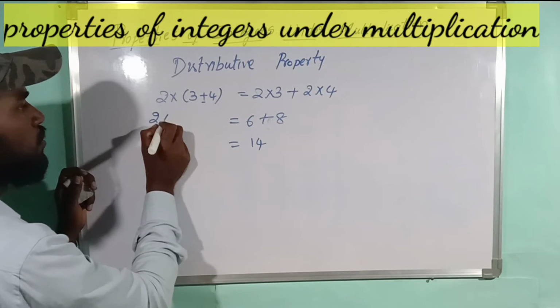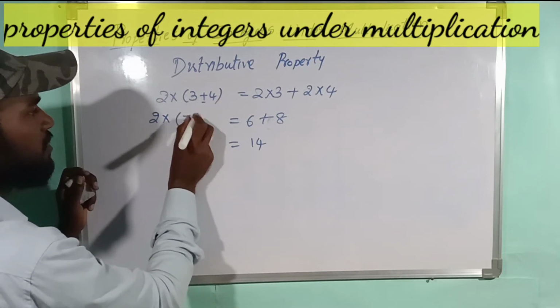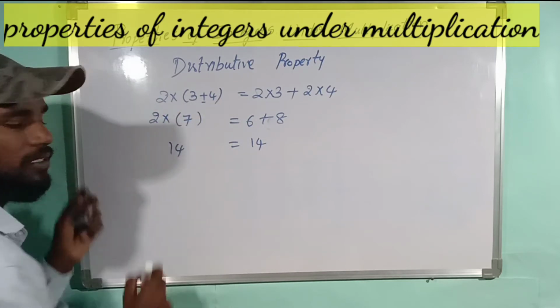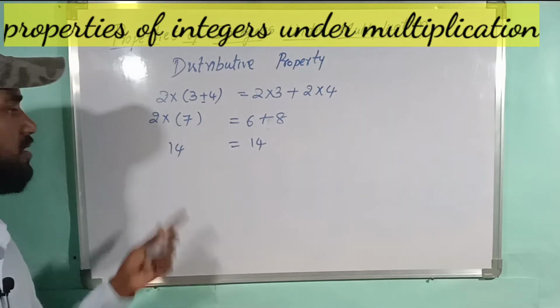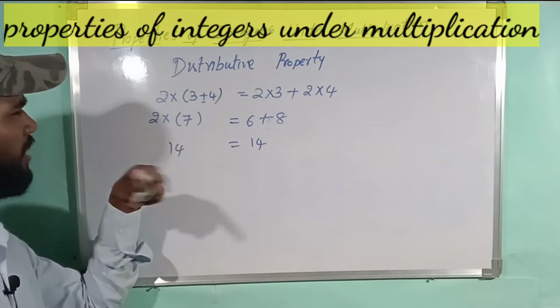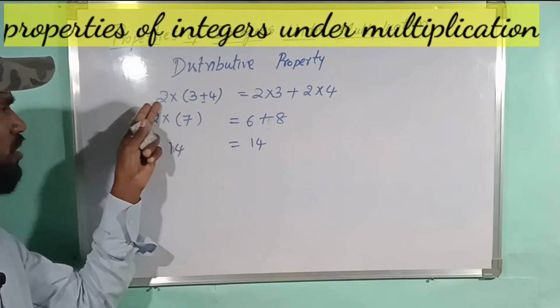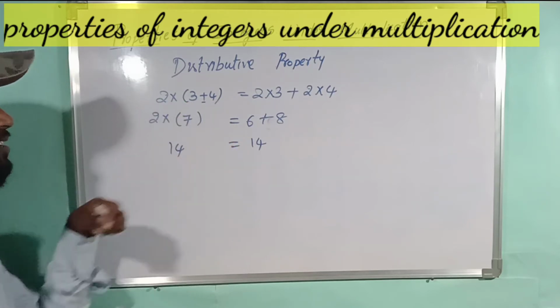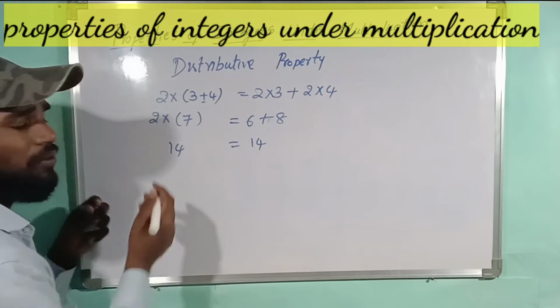Now do the other side. See here, 2 into (3 plus 4): 3 plus 4 is 7, 2 sevens are 14. Here also we got the same answer. Yes or no? Yes. You can apply this to any integers, not only 2, 3, 4. Now we are going to see what we can conclude here.